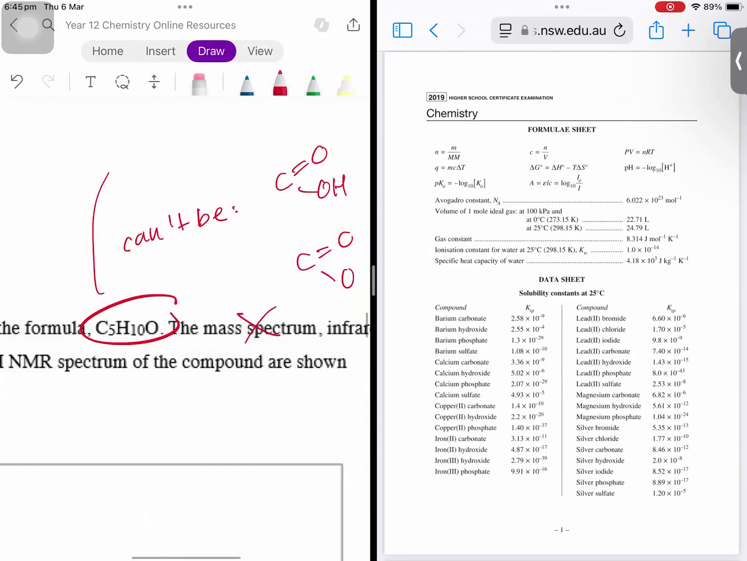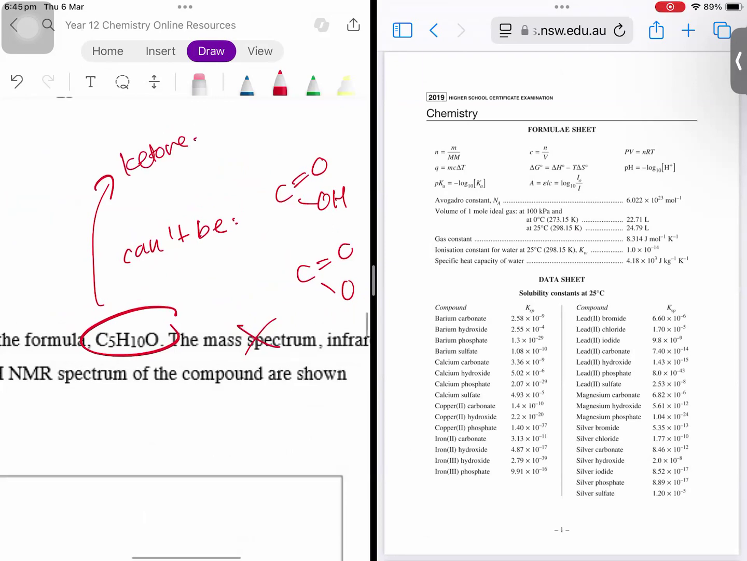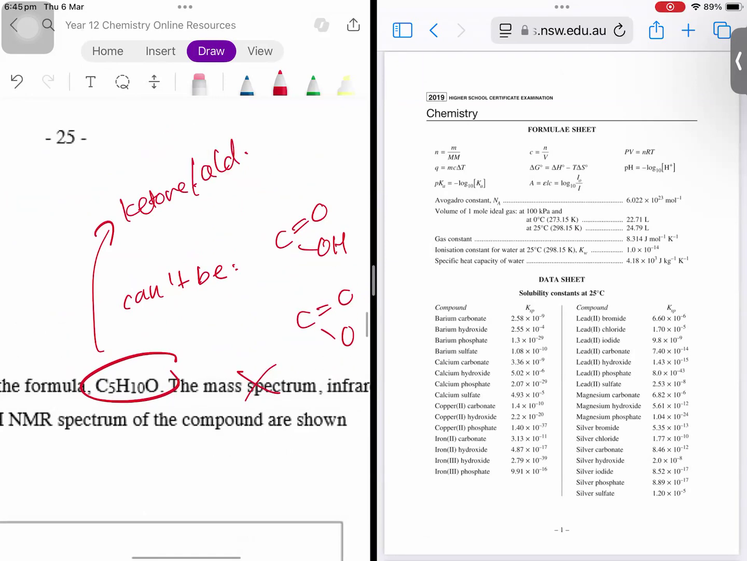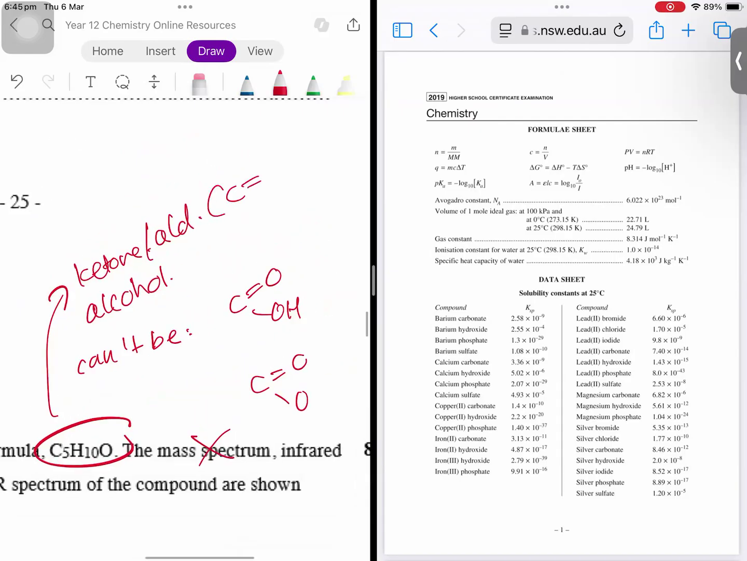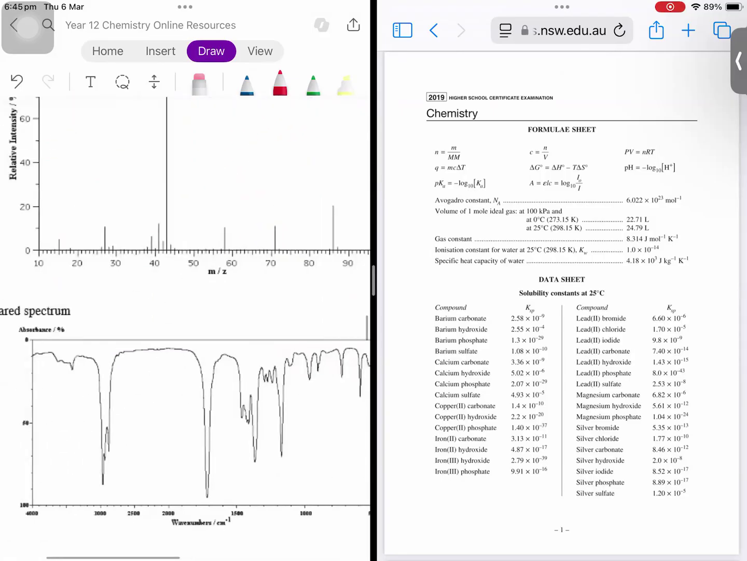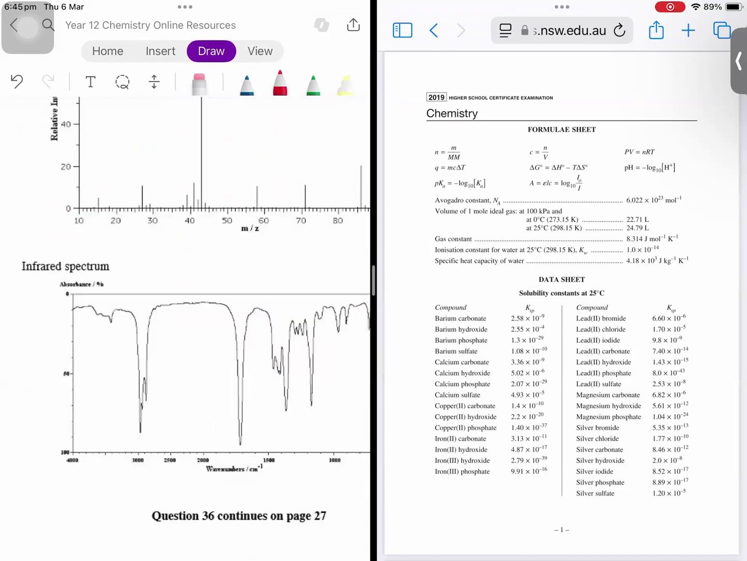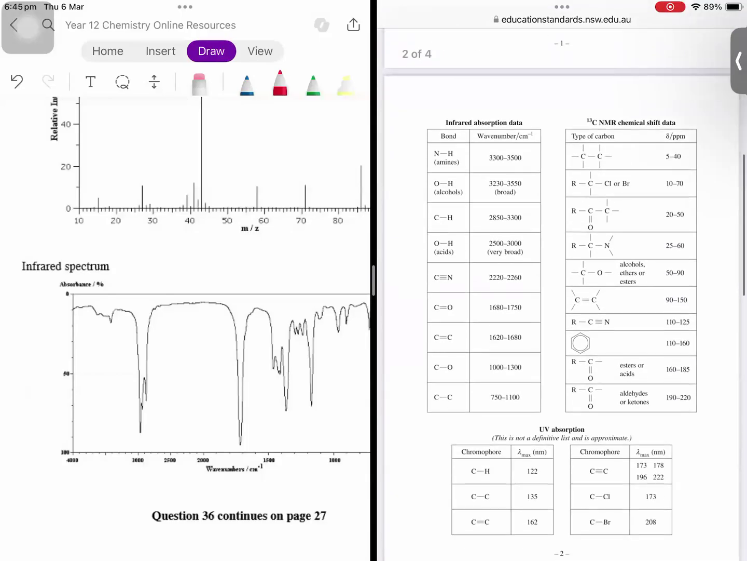Exactly. What could it be? It could be a ketone or an aldehyde or an alcohol. Yeah, exactly. So we're looking for this or this. Okay, so that helps me not get confused when I'm looking at my infrared spectrum. I want to make sure all of my information aligns.